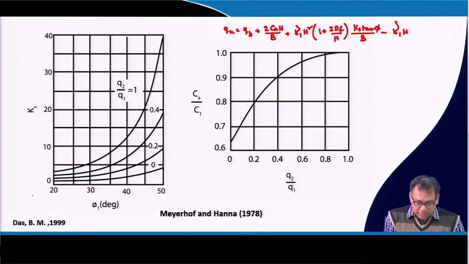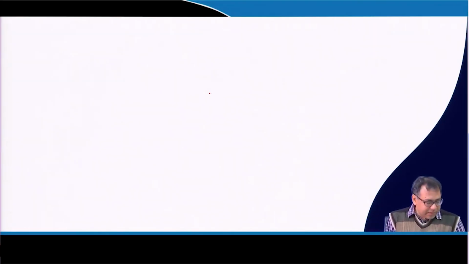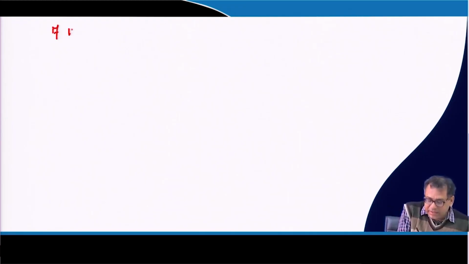Okay. So, this is the chart, and then I will get the Ks value corresponding to different phi 1 values. Okay. And Ca by C1, where C1 is the cohesion of the first layer. So, this is the C1. Similarly, I will get Q2 by Q1, and from this chart I will get the Ca value. So, this way I can get the Ca value as well as the Ks value. Clear? Now, the next part is that if your H is very large.